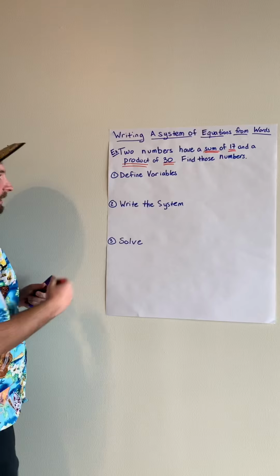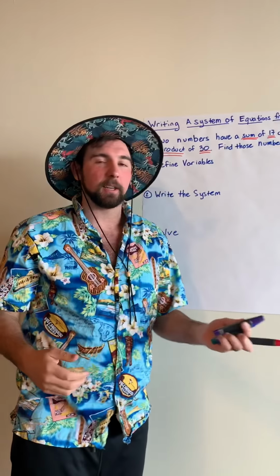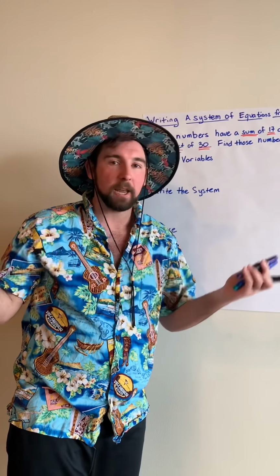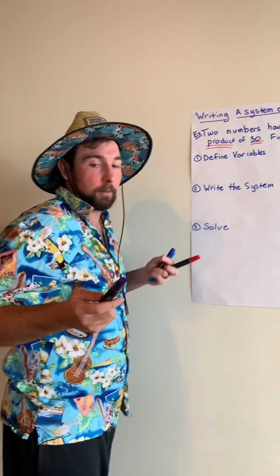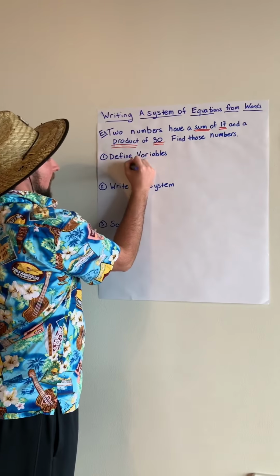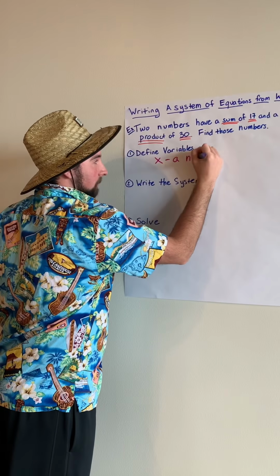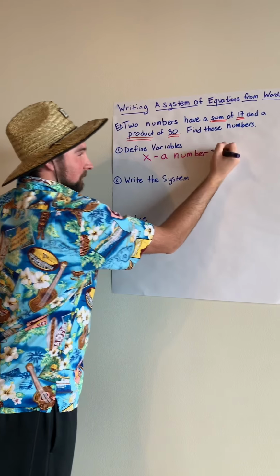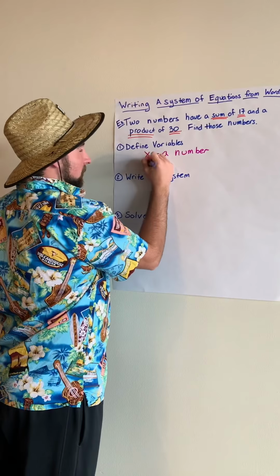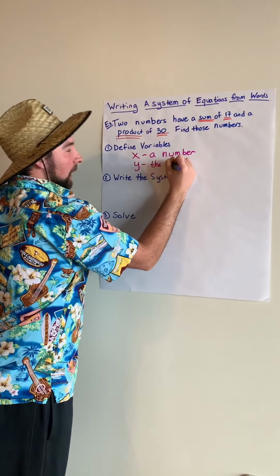So when I look at this, step number 1, we got to define our variables. These are kind of weird ones because it doesn't say like M is for monkeys and B is for bananas. It doesn't give you that. It just says a number. So I'm going to make those up. My first variable is going to be X. What is that going to stand for? That's going to stand for a number. Original. Very original. And then I'm going to choose Y. And that's going to stand for the other number.